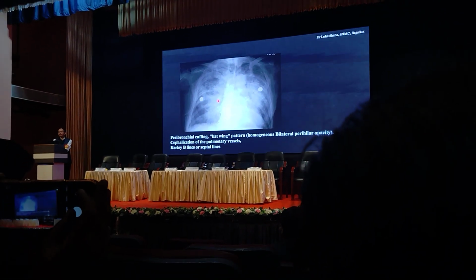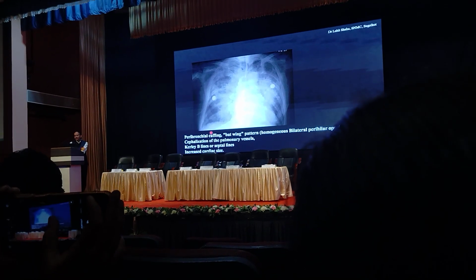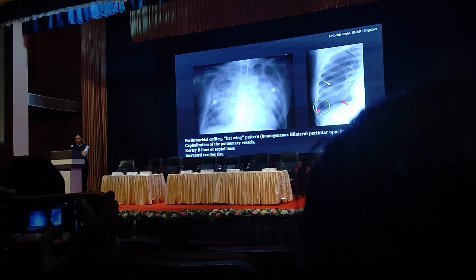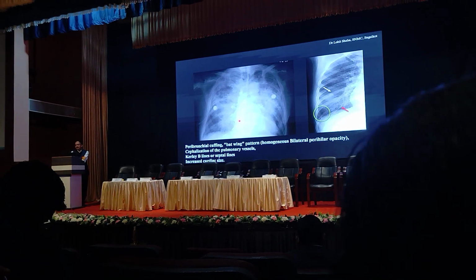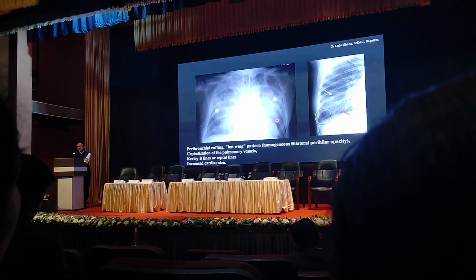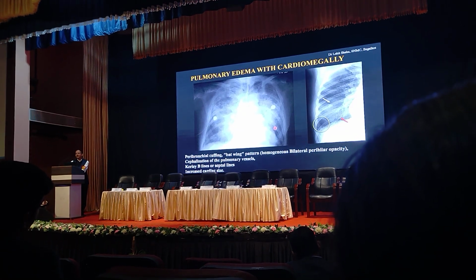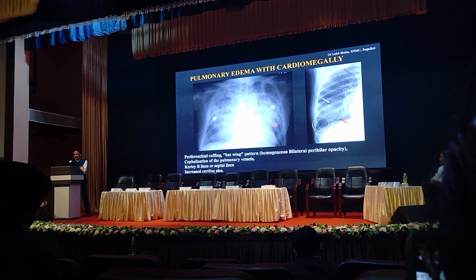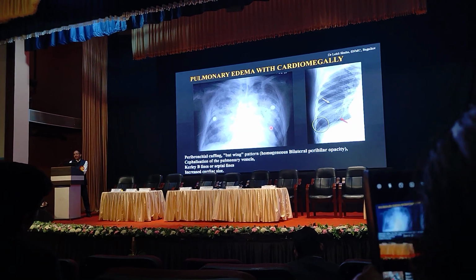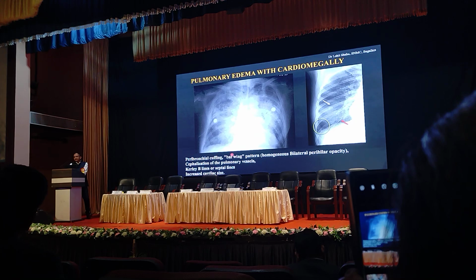So even that inflammation of the septal wall will appear as Kerley B lines. We can see that in this image. Then there is an increased heart size. So this condition we call pulmonary edema with cardiomegaly. That is a homogeneous bilateral perihilar opacity, which is called a bat wing pattern.